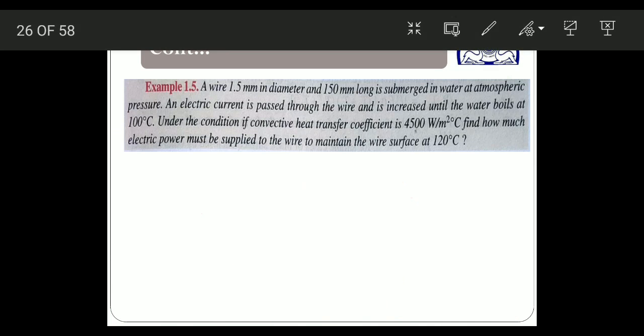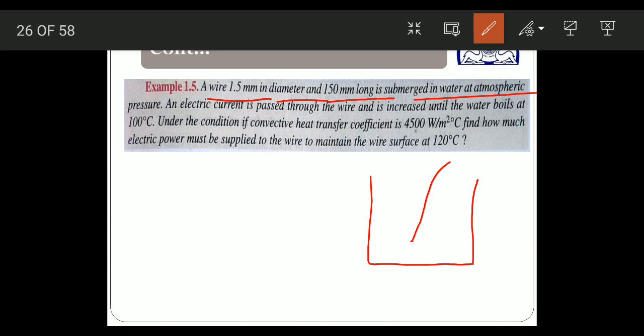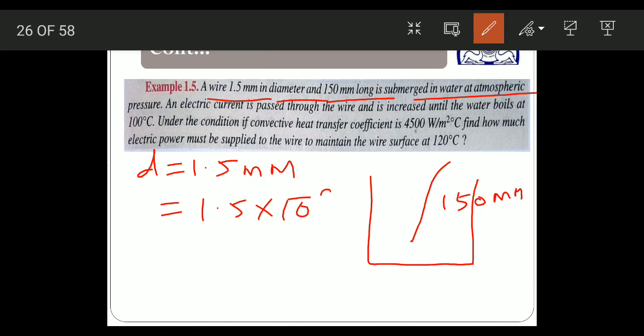Now next question is again of the convection. Now what this question says, a wire 1.5 mm in diameter, 150 mm long, is submerged in water. Okay, so let us consider this is the wire. The length of this wire is given 150 mm. Diameter is given 1.5 mm. So if you convert this into meter, this can be written as 1.5 into 10 raised to minus 3 meter.